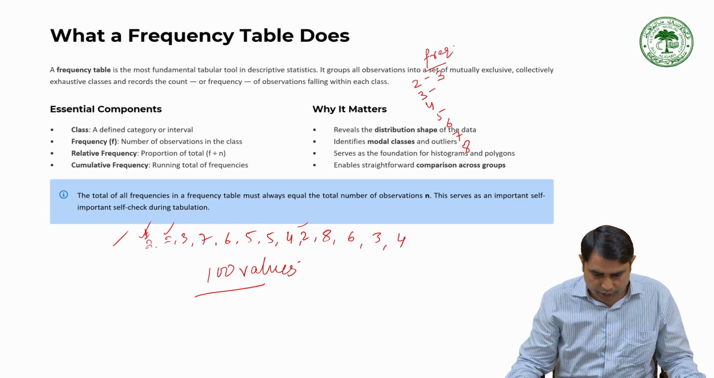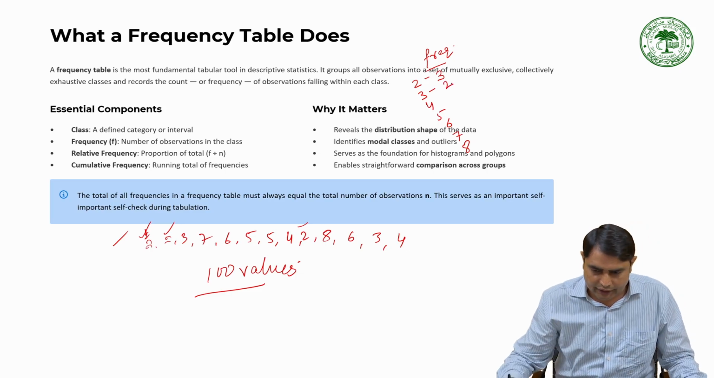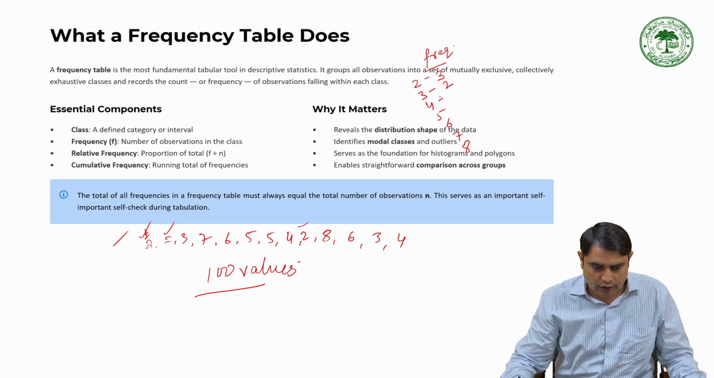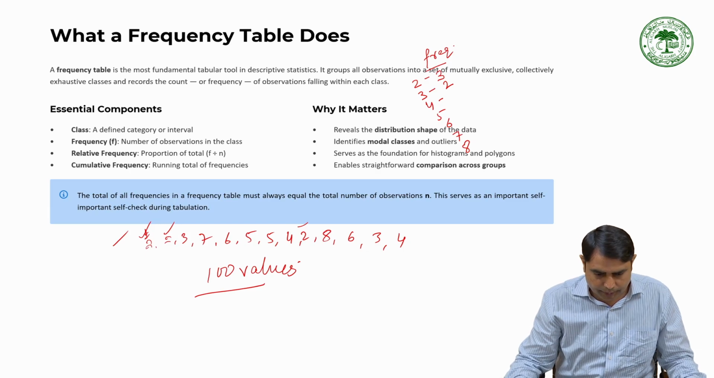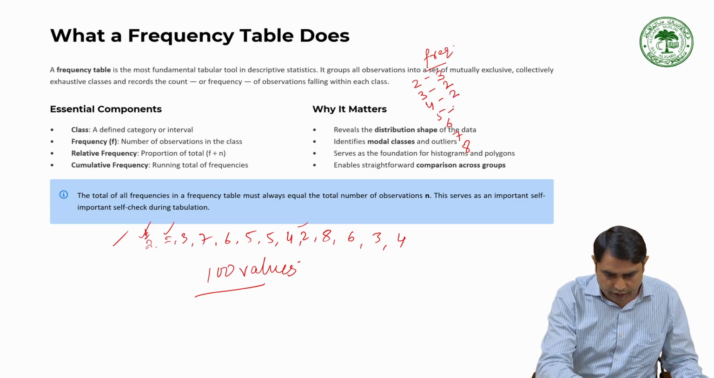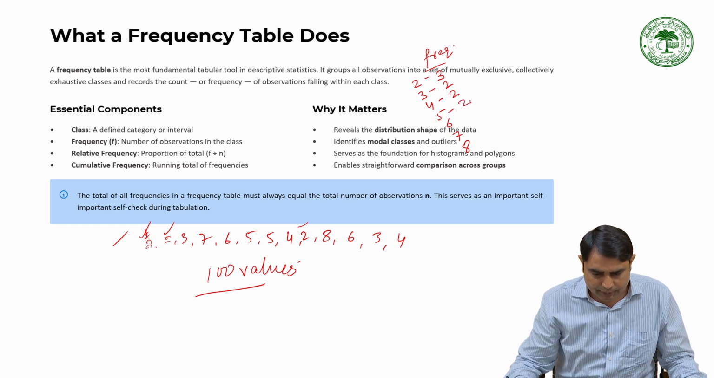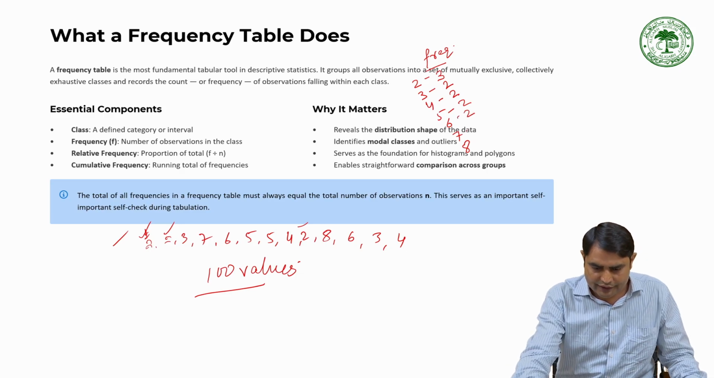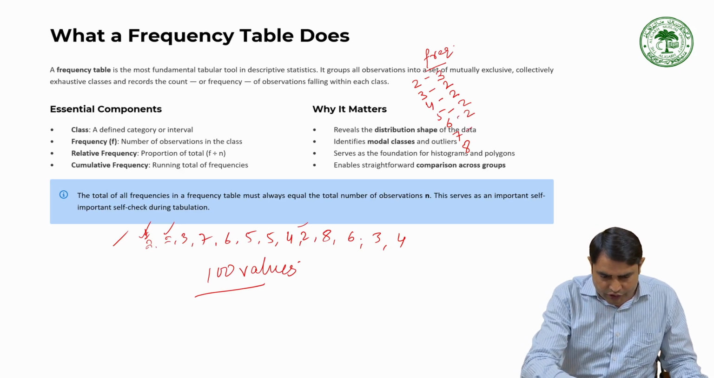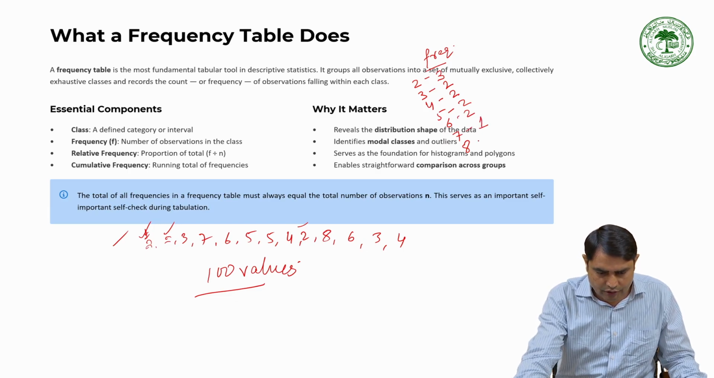3 is appearing only twice, so the frequency is 2. Then I can write the frequency for 4. So 4 is being repeated twice, so I can write 2. Then 5 is repeated twice, so the frequency is 2. Then 6 is repeated twice, so I'll write down 2. And then 7 is not at all mentioned. Oh, it is mentioned once, so I'll take 1. And then 8 is mentioned once, so I'll take the frequency 1.